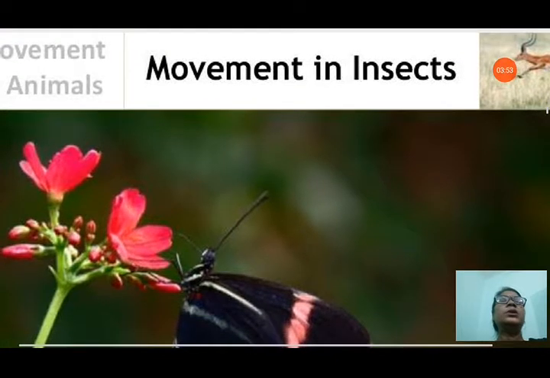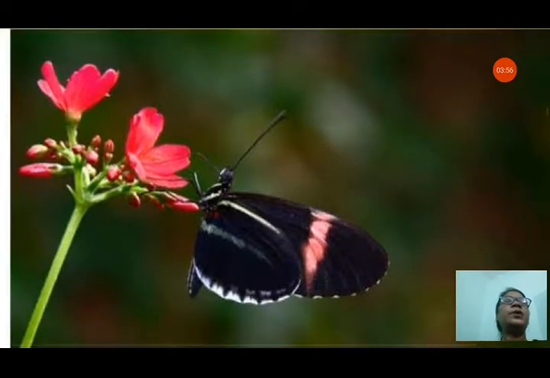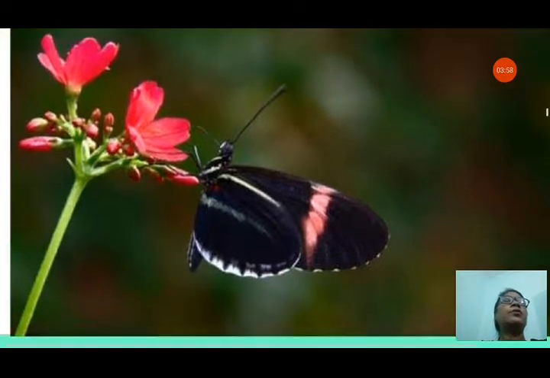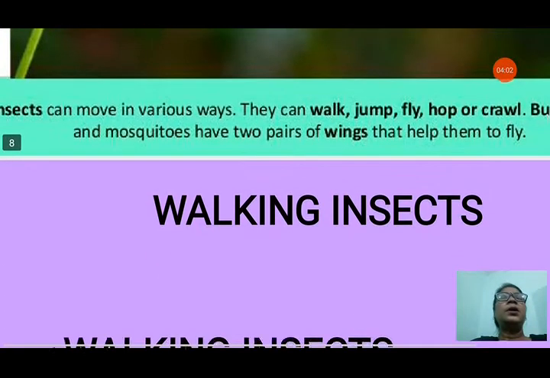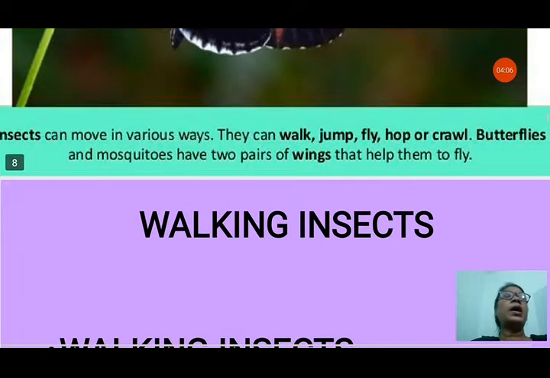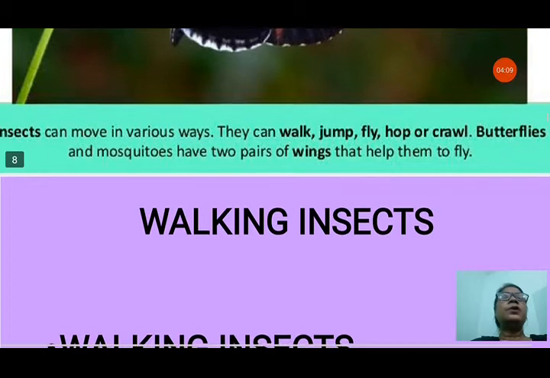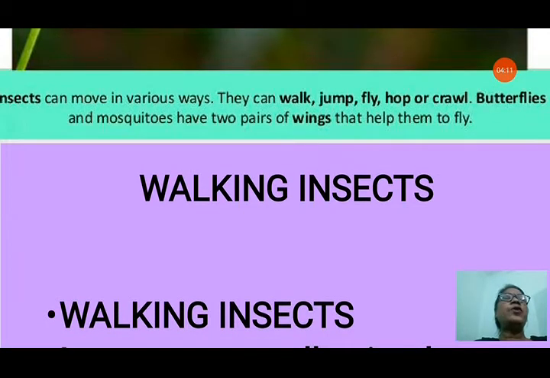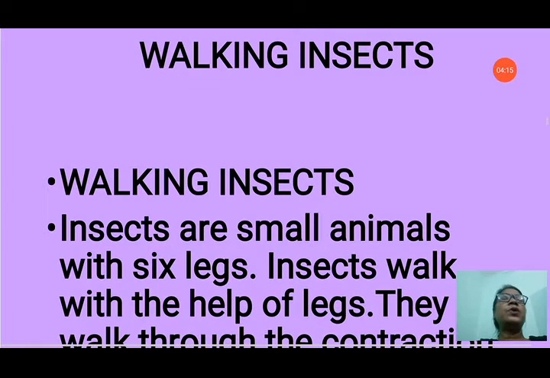Movement in insects: you can see butterflies, they fly and suck nectar from one flower to another. They have to move to suck the nectar. Insects can move in various ways. They can walk, jump, fly, hop or crawl. Butterflies and mosquitoes have two pairs of wings that help them to fly.